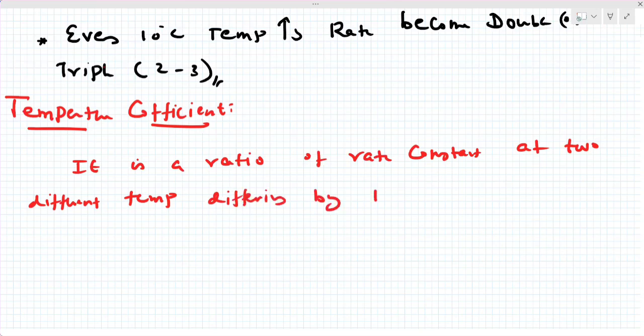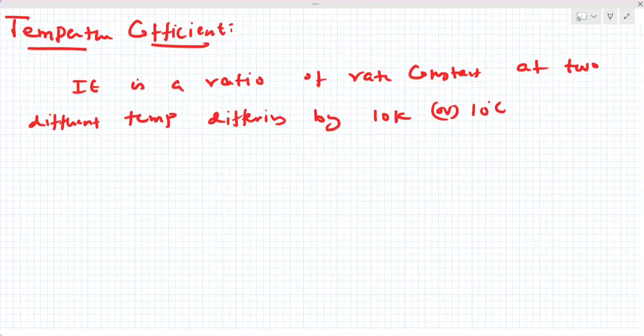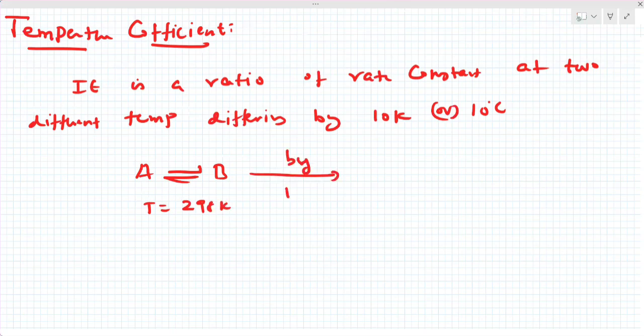Differing by 10 Kelvin or 10 degrees Celsius. Now, what is the formula? Listen. For the equation A equilibrium B, the temperature is 298 Kelvin. Now I'm going to increase it by 10 Kelvin. Now the reaction mixture A equal to B. What is the temperature now? It's around 308 Kelvin.